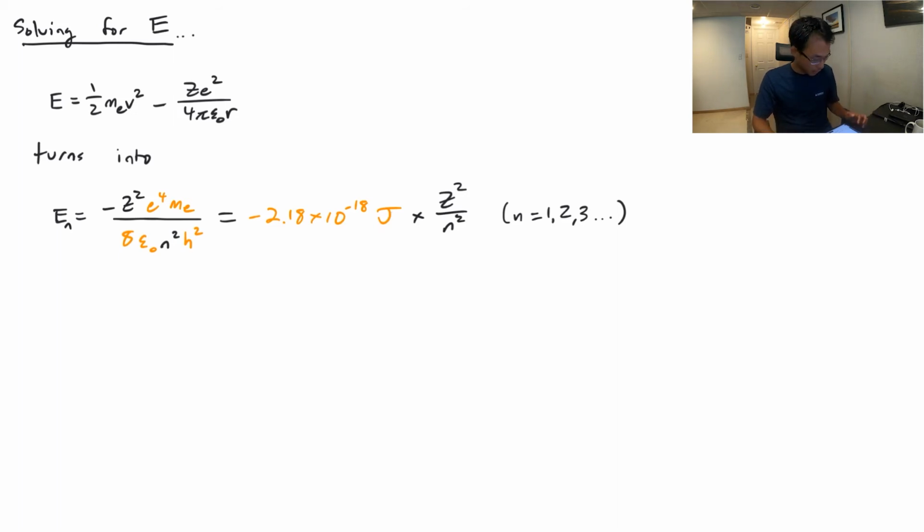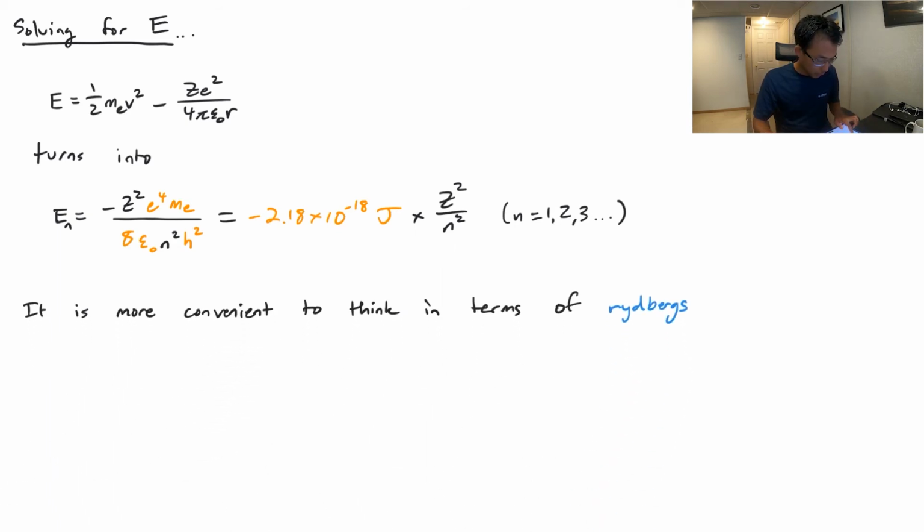And in the end, what you find is that you can essentially turn a bunch of that into constants. So all the things in orange here just simplify down to this constant times Z squared over n squared, where again, n would be your integer value. So really, that's all there is to the equation.